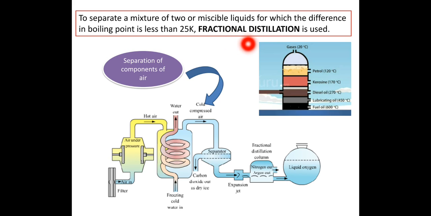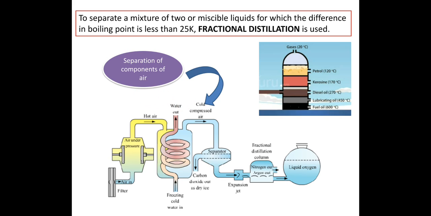This fractional distillation you have also studied in 8th class. If you remember this picture, it is a picture of separating different components present in petroleum or crude oil. At different boiling temperatures, you can separate out different components. You can also use this fractional distillation technique for separation of components of air. Here, increasing air pressure and reducing temperature, these two things can be used to separate out air components.